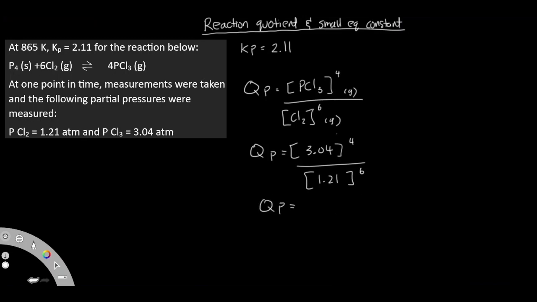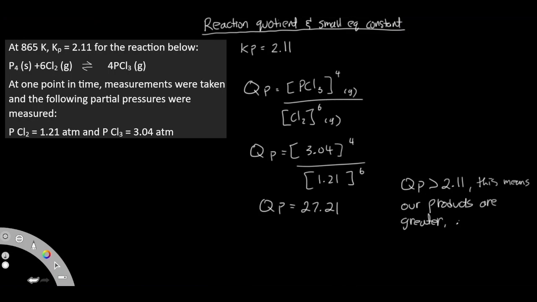What do you end up getting? You end up getting 27.21. Look at this value versus our Kp. As we can see, our Qp is much greater than our 2.11. What does this mean? This means that our products are favored. Okay, sorry, our products are more heavily present. So, therefore, if we have a greater amount of products, using Le Chatelier's principle, in order to alleviate that stress, what's going to happen is it's going to shift toward the reactants.